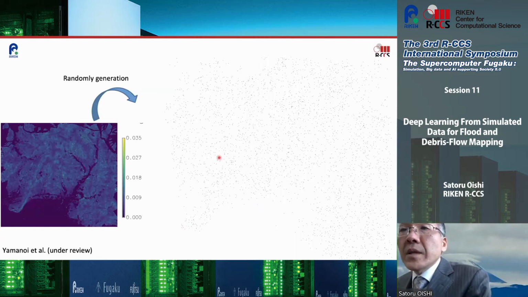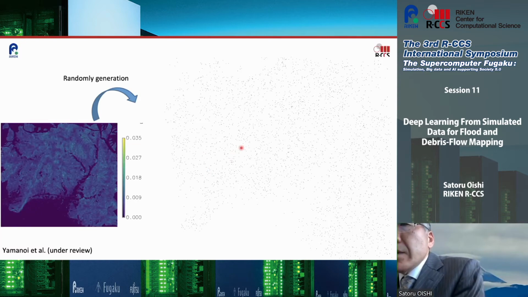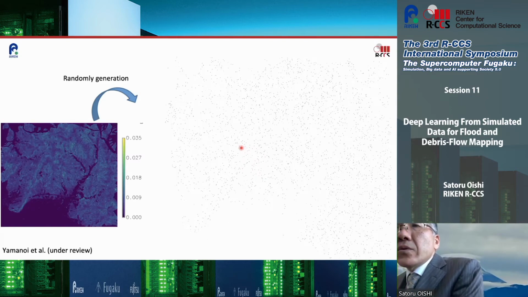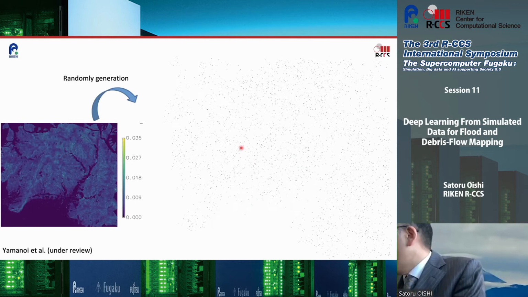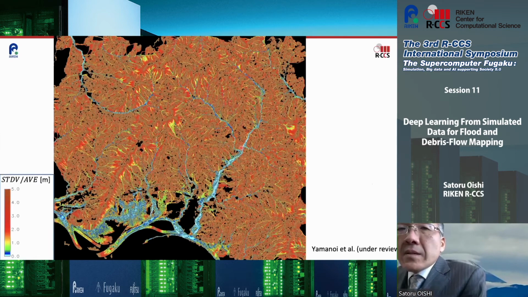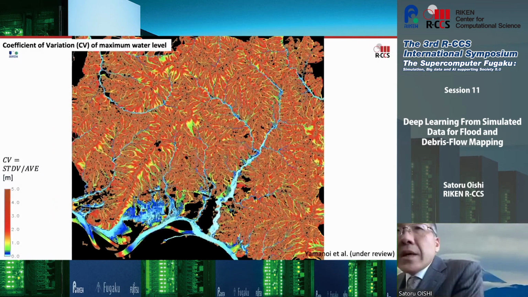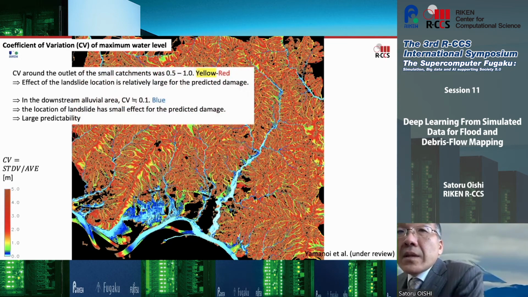once we change that starting point randomly while conserving the number of slope failures, then we calculate the hydrological simulation using each starting point. Then we can get the standard deviation divided by the average of water depth. So this is the coefficient of variation of maximum water level. And the CV, coefficient of variation, around the outlet of the small catchment, like here, was 0.5 to 1. It is colored red to yellow.